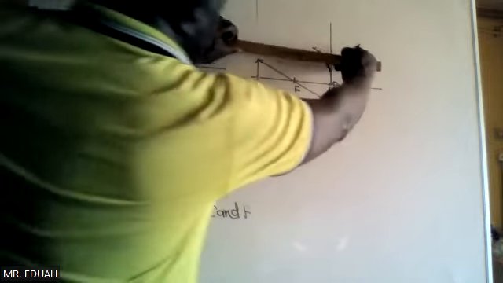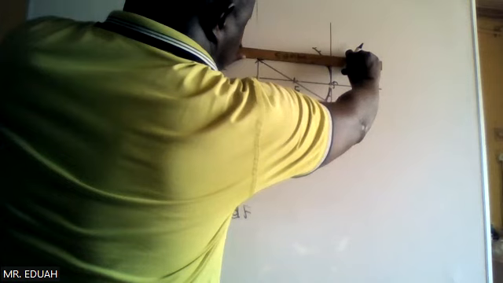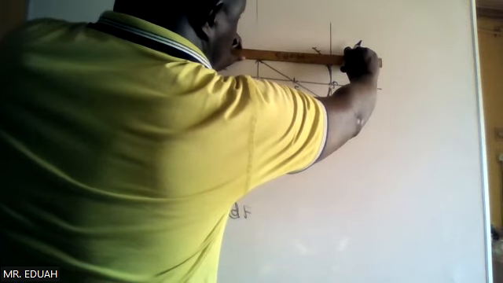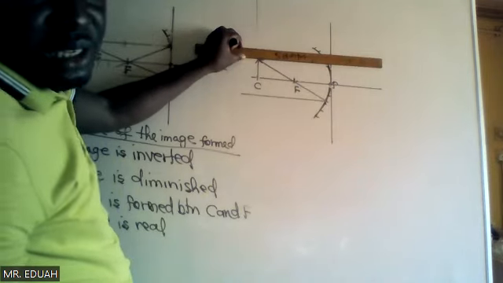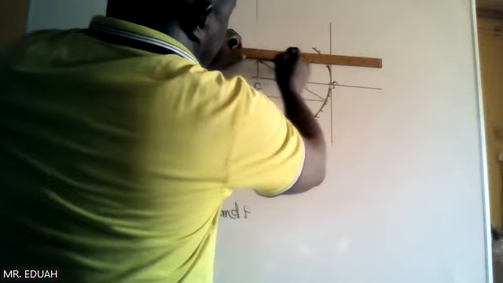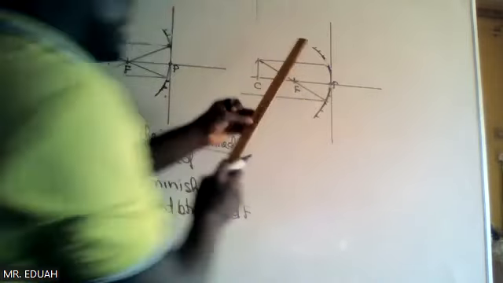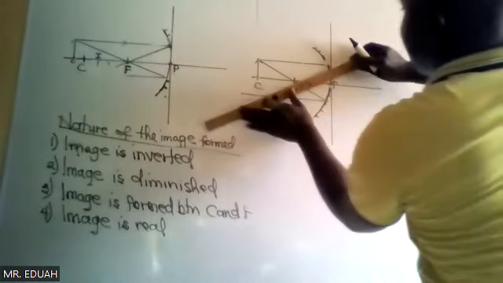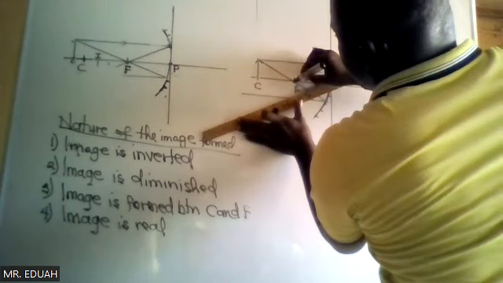Now, a ray of light parallel to the principal axis after reflection must pass through F. F is here.